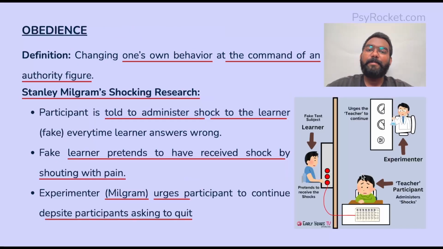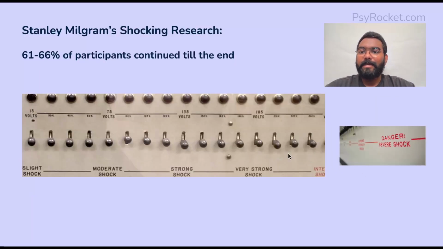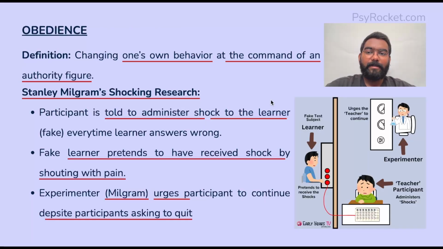What Milgram actually expected in this research is that most of the participants would drop out in the middle itself. But to his surprise, nearly 61 to 66% of participants continued till the end. So this is the most famous research done by Milgram regarding obedience.